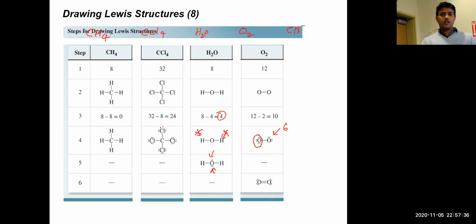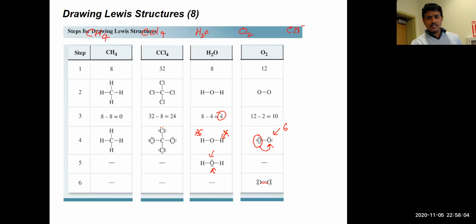So in this case, what you do is, because there is nothing you can do in step 5, because you don't have any more lone pairs to give to any other element, you skip step 5, you come to step 6, and you redistribute the lone pair to the other oxygen to make the double bond. That is how there is a double bond between 2 oxygen atoms in the oxygen molecule.